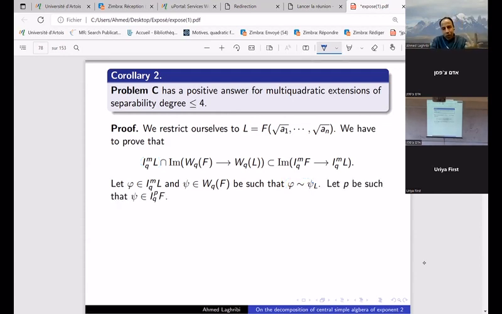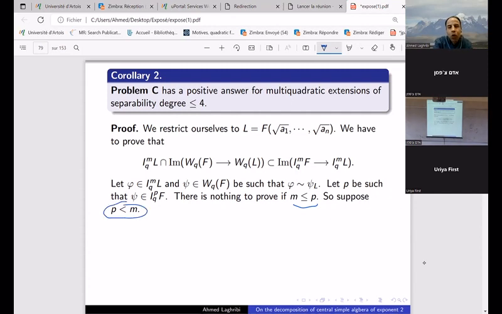And now, because the Witt group has a filtration by the groups I, N, Q, F, psi will be in some I, P, Q. Okay, we have two cases. So there is nothing to prove if M is less than or equal to P, because we are done. Psi is the form that we are looking for. But the important part, to complete the proof, is when P is smaller than M.